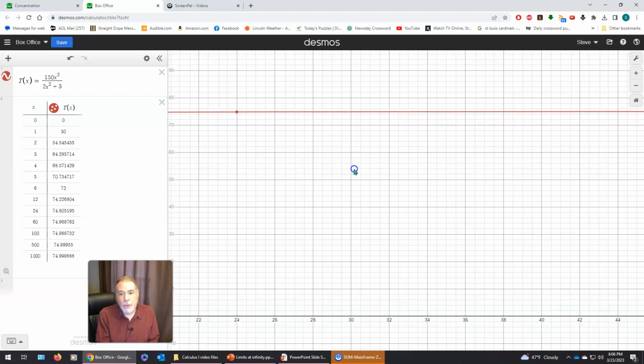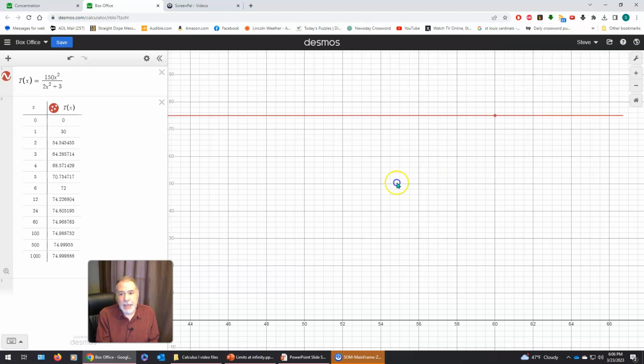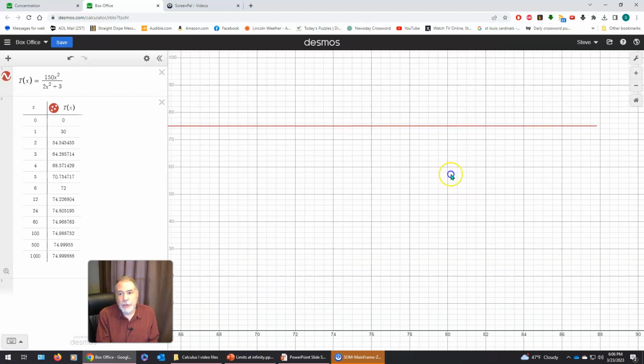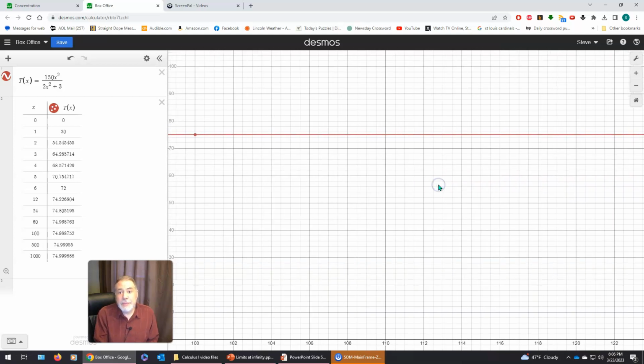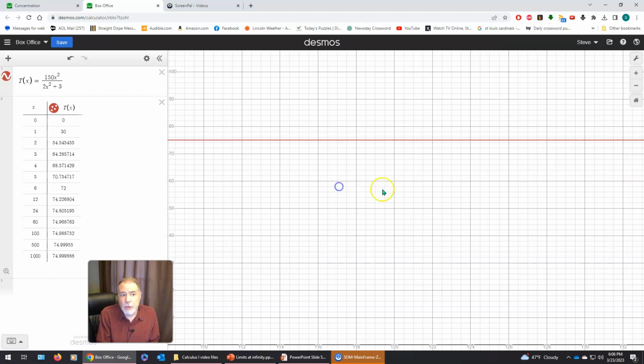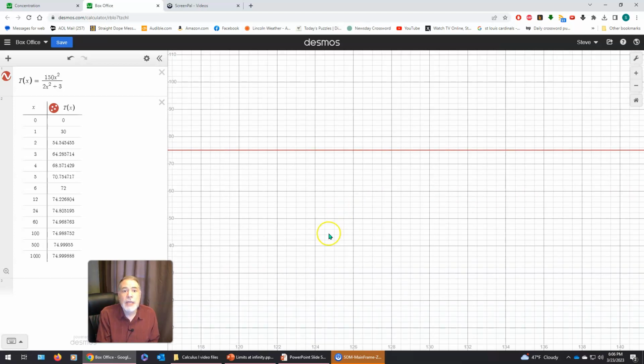And as we go off to the right on this graph, as the x-coordinates get bigger and bigger and bigger, the y-coordinates are leveling off. They keep getting a little bit bigger, but not by very much. They're leveling off and getting really, really close to 75.